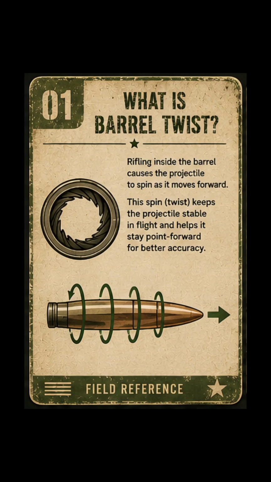What is barrel twist? Rifling inside the barrel causes the projectile to spin as it moves forward. This spin, or twist, keeps the projectile stable in flight and helps it stay point forward for better accuracy.